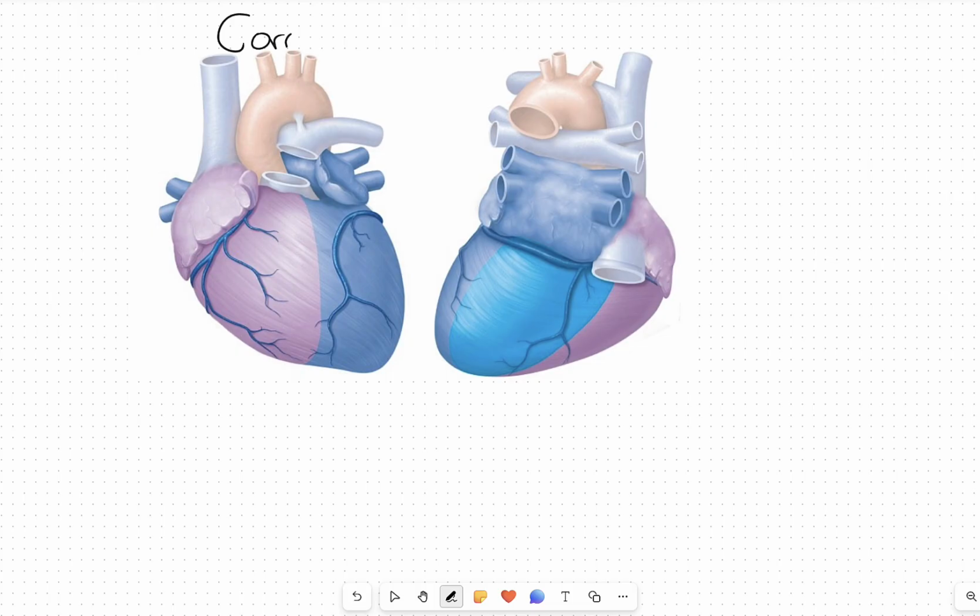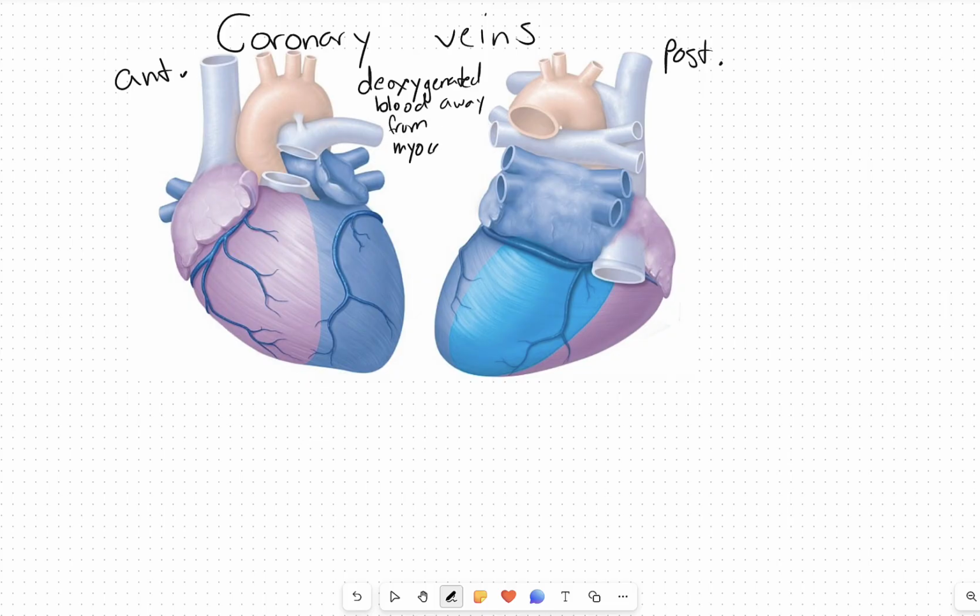So coronary veins, and pictured here we have the anterior side of the heart on the left and then the posterior side of the heart on the right. And coronary veins are going to carry the deoxygenated blood away from the myocardium. So these have already delivered their oxygen to the heart muscle and are now going to return to the right side of the heart. All of the coronary veins drain towards the coronary sinus. This is a larger chamber that collects venous blood.